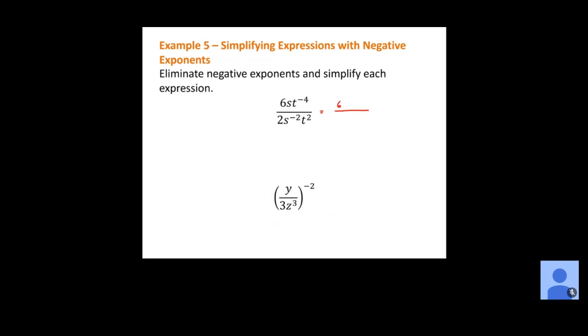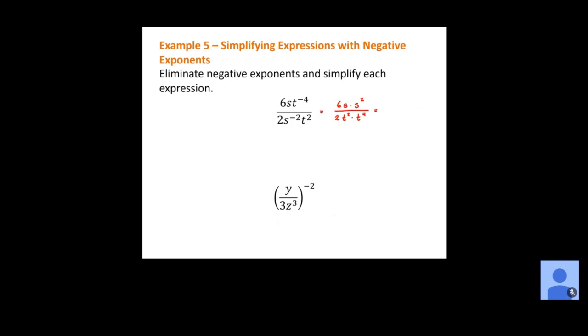If we do that, we have 6s, and now this s to the negative 2, I'm actually going to move it to the numerator, and so that becomes times s to the positive 2. I have the 2 in the denominator. We have the t squared that was there. And then we have this t to the negative 4 that I'm going to move to the denominator now and make it t to the positive 4.